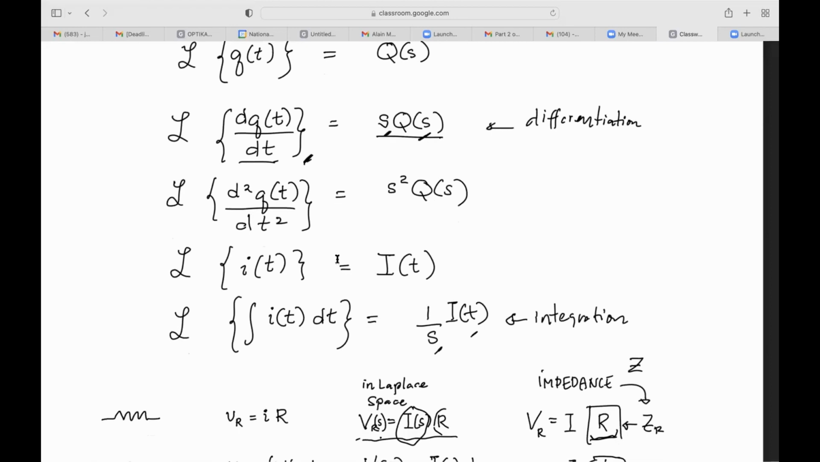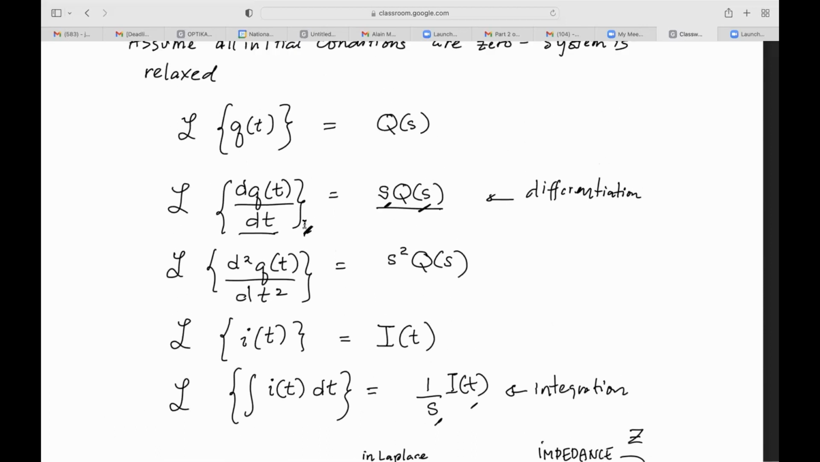Now, kunyari meron tayong i of t or current, no? Kinuha natin yung Laplace transform niya. May mali dito, dapat ito ay S. Paki-correct dun sa mga notes nyo, this should be S, I of S. Kunin natin yung Laplace transform ng integral of i of t. Okay? Ang lalabas sa kanya, the Laplace transform of an integral is 1 over S multiplied by I of S. Paki-change to ha, this is supposed to be S. Okay? S dapat in Laplace space.